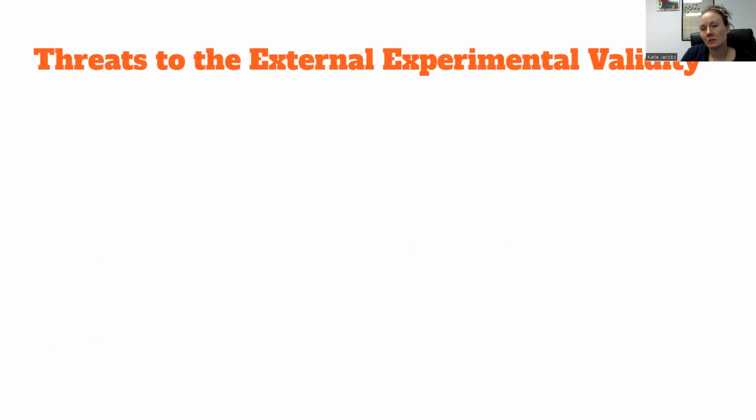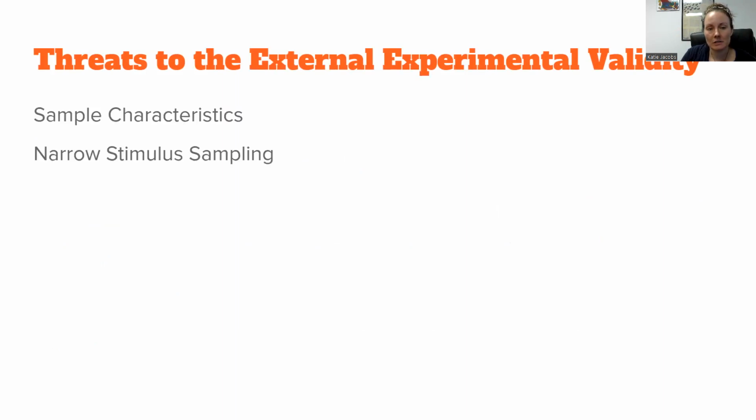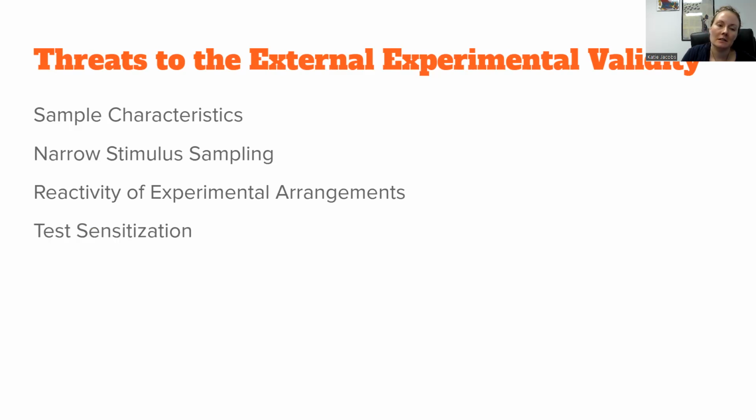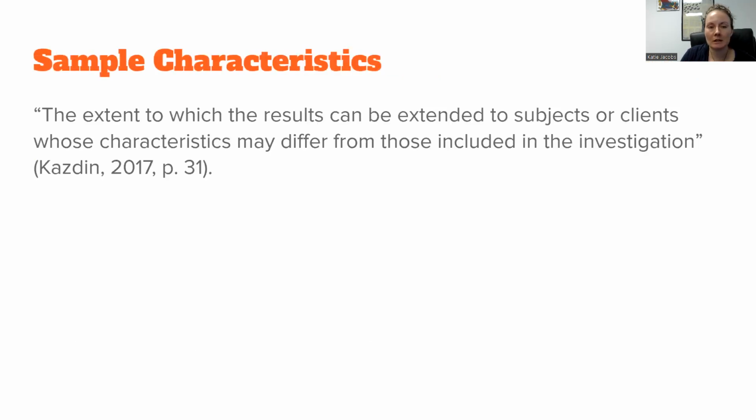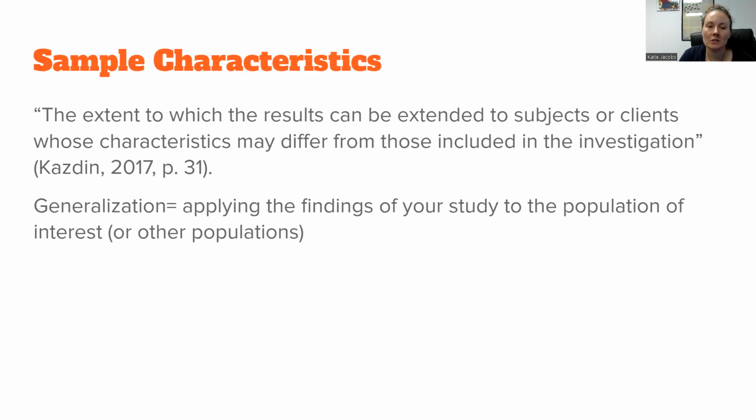So we have some threats to the external experimental validity. We have sample characteristics, narrow stimulus sampling, reactivity of experimental arrangements, test sensitization, multiple treatment interference, novelty effects, generality across measure, setting, and time. So sample characteristics, this threat to the external validity is the extent to which the results can be extended to subjects or clients whose characteristics may differ from those included in the investigation. So again, generalization is applying the findings of your study to the population of interest or other populations.